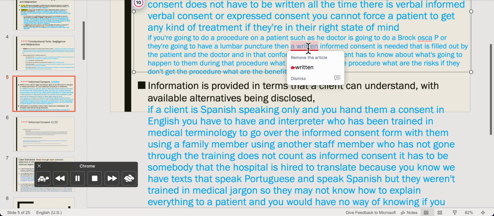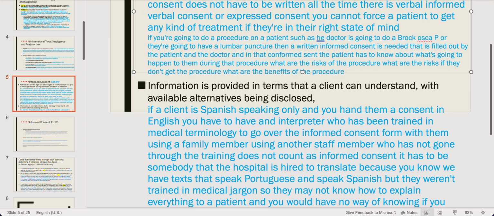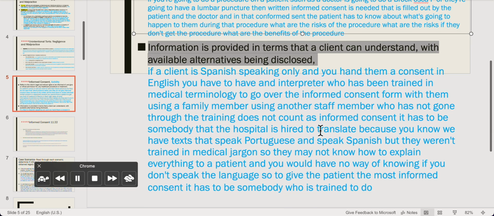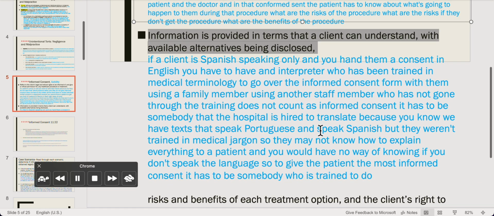What are the risks of the procedure? What are the risks if they don't get the procedure? What are the benefits of the procedure? Information is provided in terms that a client can understand, with available alternatives being disclosed.